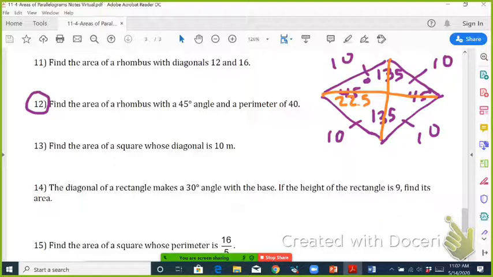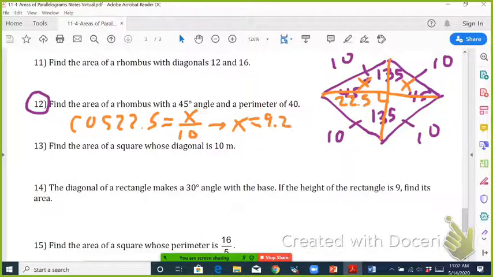So now we can use that and 10 to find half the diagonal by doing the cosine of 22.5 is equal to the adjacent leg, because the diagonals of a rhombus are perpendicular. So x is the adjacent leg and 10 is the hypotenuse. And when we solve by cross multiplying and doing 10 times the cosine of 22.5, we get that that comes out to be 9.23. So that tells us that half the diagonal is about 9.23.